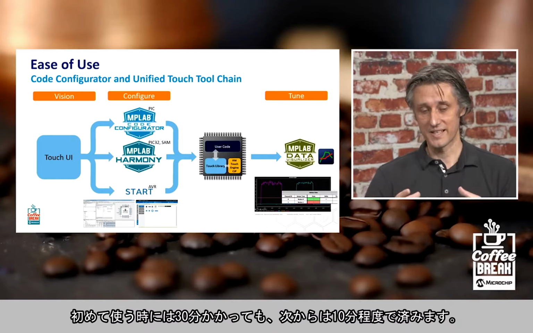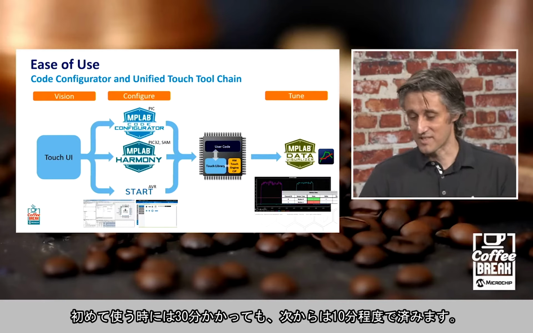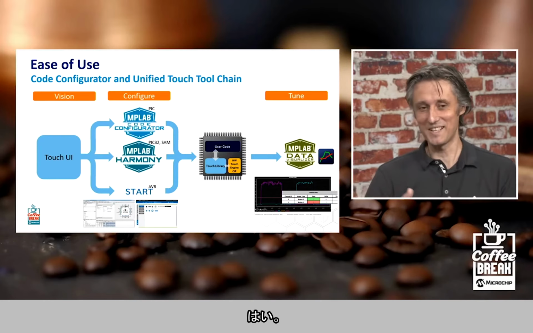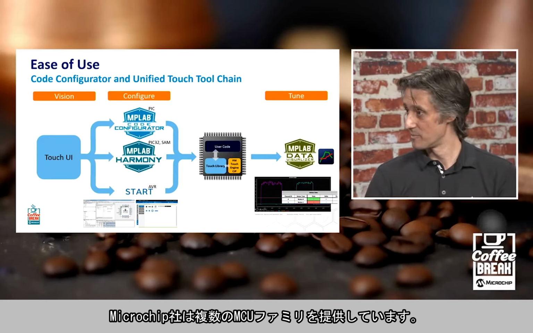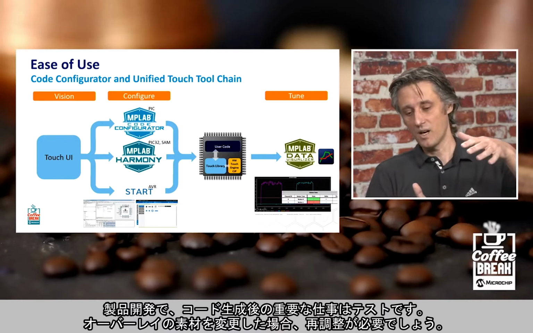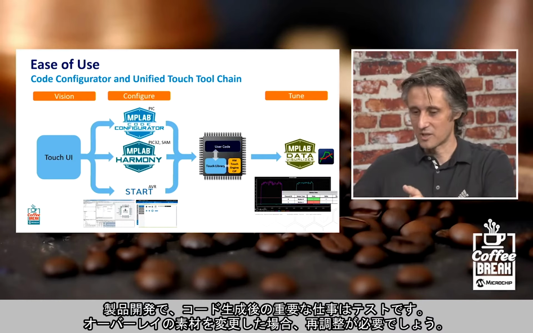The good news is that the configuration takes, if you do this the first time, let's say half an hour. If you do it the second time, in 10 minutes you have it configured. That's incredibly quick. Pretty quick. Then Microchip offers several families of MCUs. The important news is, after you have configured your code, you will spend the rest of your product development with testing.